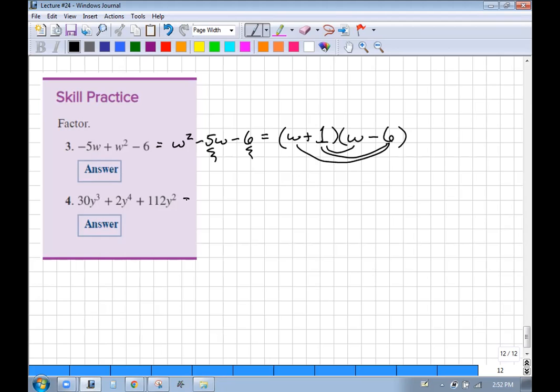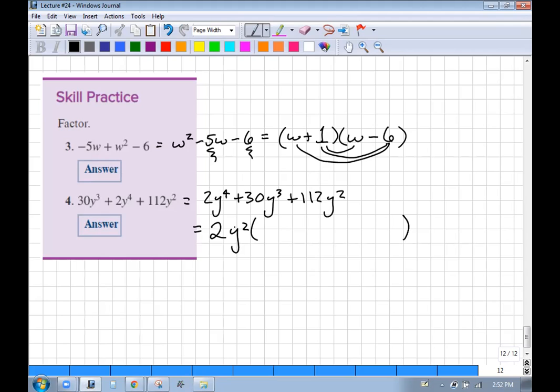All right, this one, it's all out of whack. Let's see, we have a y to the 4th here, so let's put that one first. Then we have a 30y cubed, and then 112y squared. So first step, put it in descending order. Next step, pull out your GCF, all right? Every one of these numbers is divisible by 2, so let's pull a 2 out. And every one of these has at least a y squared, so let's pull a y squared out.